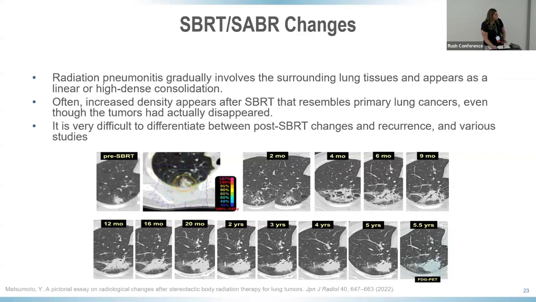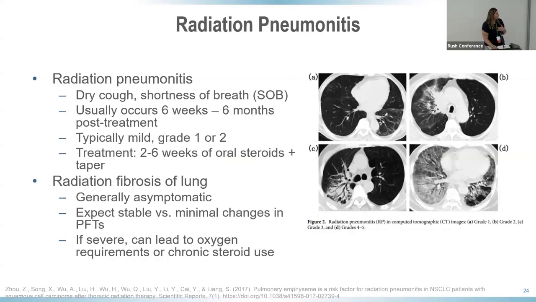So this picture just kind of shows you post-treatment and up to the 5-year mark, what a typical change can look like after we treat a tumor. Radiation pneumonitis can start as a dry cough. It's important to know that this occurs as early as the 6-week mark up to the 6-month mark post-treatment. So if someone has a cough like a week after treatment, it's most likely not in the setting of pneumonitis.